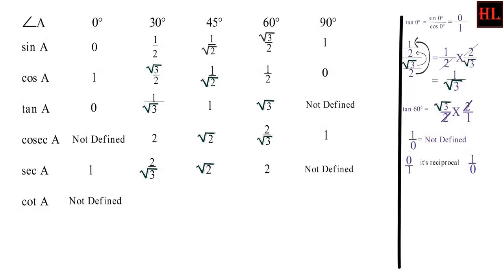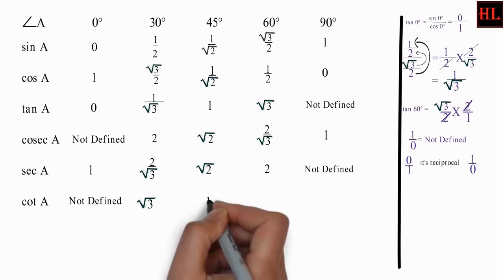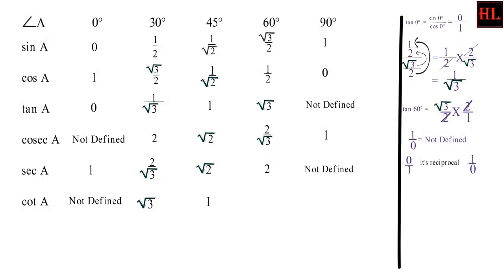For cot 30, we'll take reciprocal of tan 30, that is reciprocal of 1 by root 3. Therefore, cot 30 will be root 3. Value of tan 45 is 1, its reciprocal will be 1. Therefore, cot 45 is 1. For cot 60, we'll take reciprocal of root 3, hence cot 60 will be 1 by root 3. For cot 90, we need to take the reciprocal of tan 90. Not defined can be written as 1 by 0, therefore its reciprocal will be 0, hence cot 90 is 0.